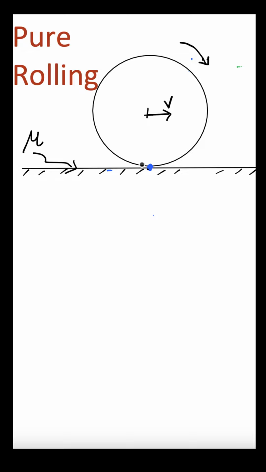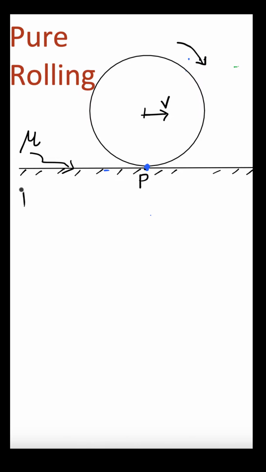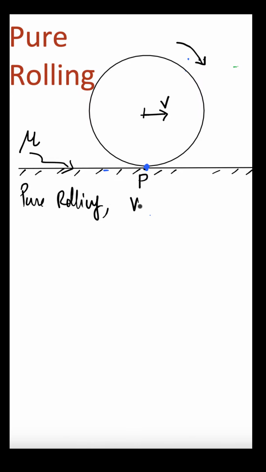So what is pure rolling? If we call this point P, then pure rolling is defined when Vp is equal to 0. And what is the velocity at point P? We know that this object is rotating with omega and it has a linear velocity v. So this point will also have a linear velocity v here.